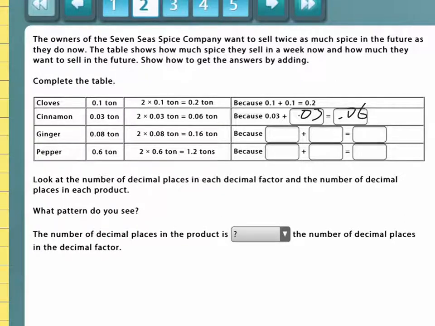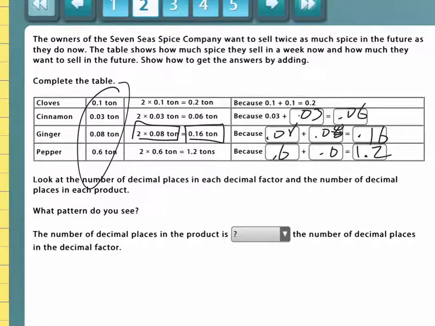And then 2 times 0.08 tons will be 0.16 tons, because 0.08 and 0.08 will equal 0.16, and then 0.6 and 0.6 will be 1.2. So basically you're just doubling each amount of spice that they made.